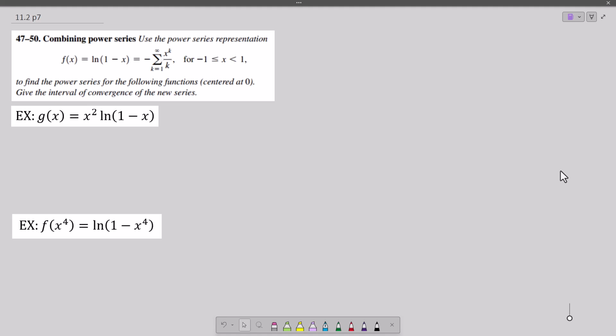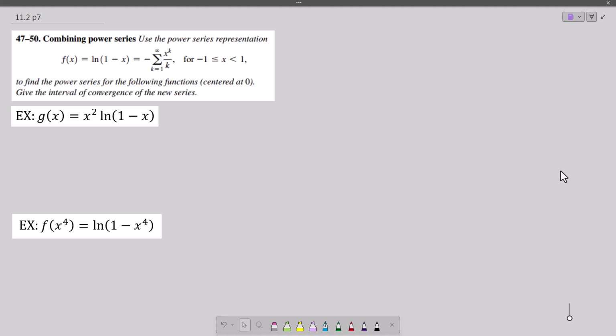Let's try another one here. So we're given a power series for ln of 1 minus x. The interval of convergence is a lopsided interval. Include the -1, exclude the 1. So it's a little different than the geometric series. So find the power series for these new functions here.